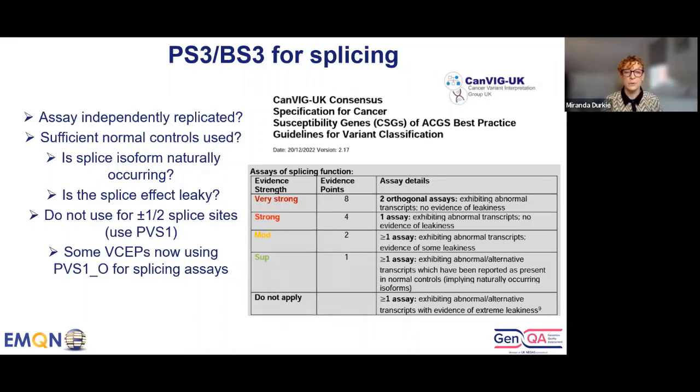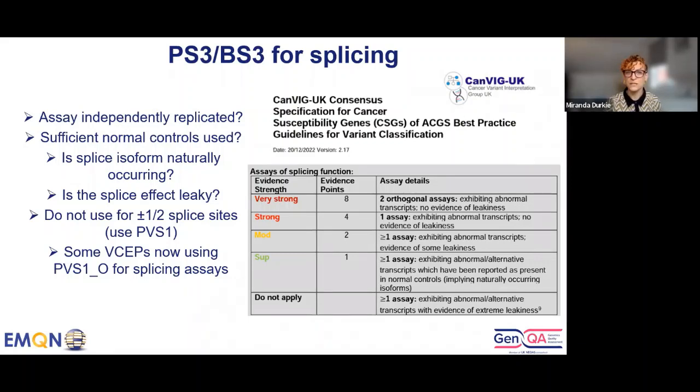So moving on now to PS3, BS3 for splicing. That Brnich publication is only for protein assays. There is a ClinGen SVI group working on some guidelines for splicing, but it's not available yet. So meanwhile, we need to apply the same principles for any RNA splicing assays. We need to make sure it's a robust, well-validated assay. So has it been independently replicated? Were sufficient normal controls used? Is the splice isoform you've detected naturally occurring? Is the splice effect leaky? So do you get some wild-type transcript produced from that same allele?